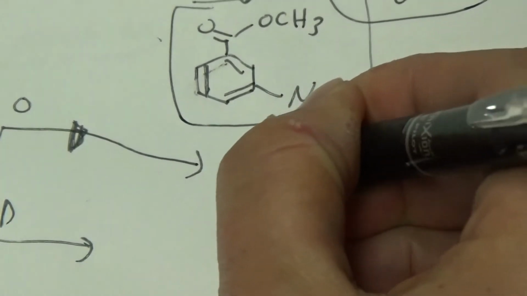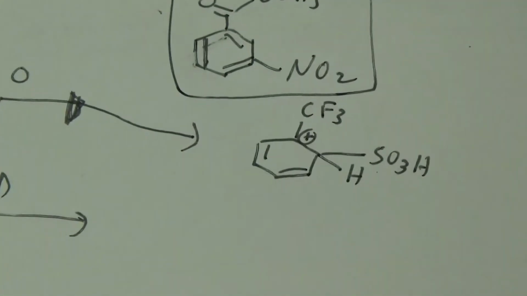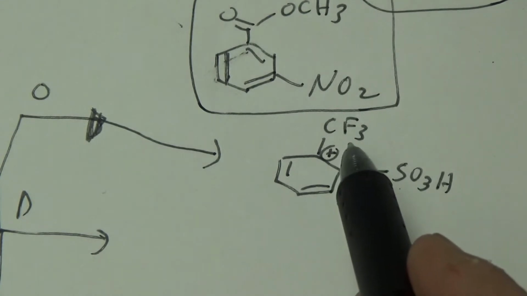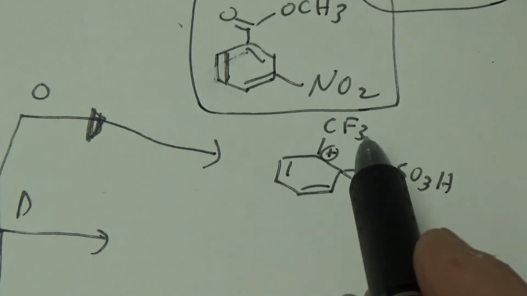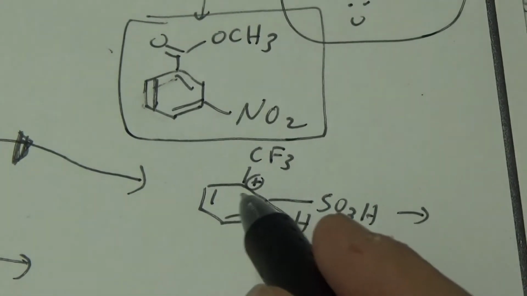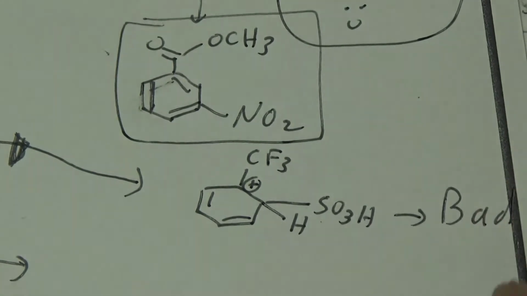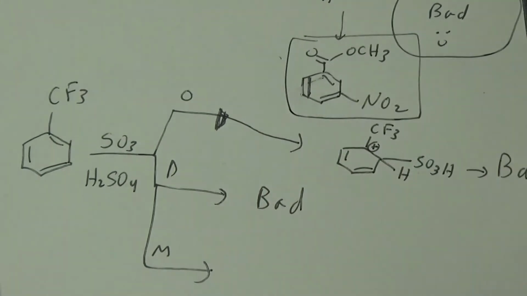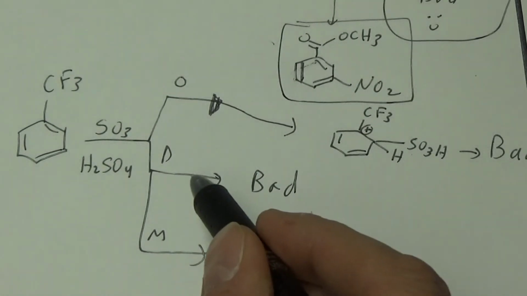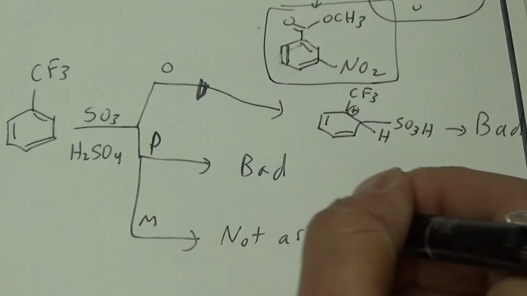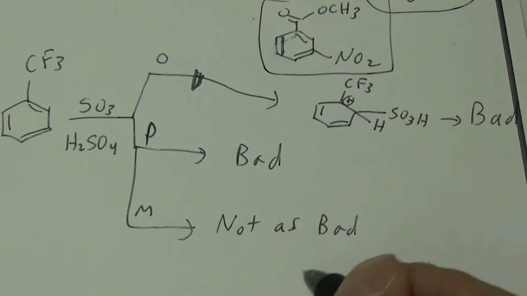So, for ortho, the big analysis here is, CF3 is an electron withdrawing group, right? It's got the delta negative fluorines. You have a plus charge there. You say, is it good or bad? That's really bad. So bad. Okay, I'm going to omit these ones and say bad, but you can fill them in. You should fill them in. That's going to be bad for para. And then the meta is not as bad. So it's not as unstable.